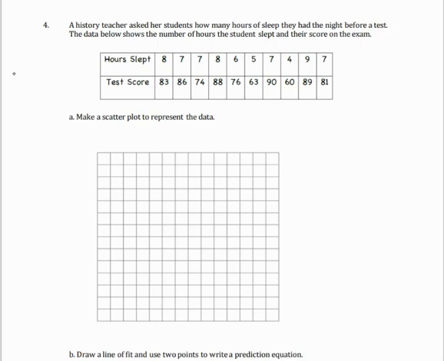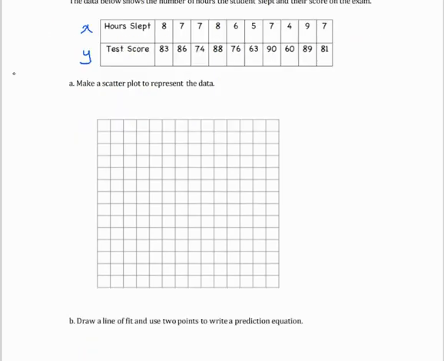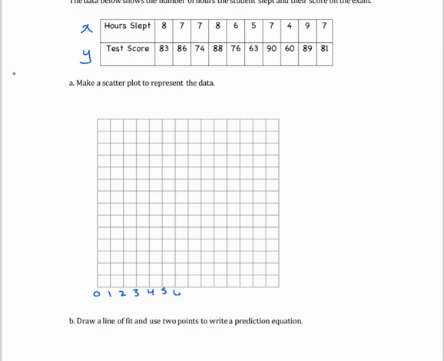So remember when we have a chart like this, the top one will represent our x and the bottom will represent our y. So when we are labeling our x and y axis, we know what goes where. If I look at my hours slept, they're really just going by ones. So I'm going to make sure that my x-axis is just going by ones. My y values range from the 60s to the 90s. So I'm probably going to count by tens.